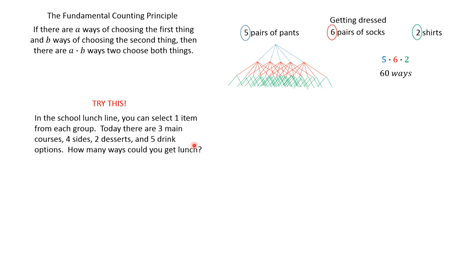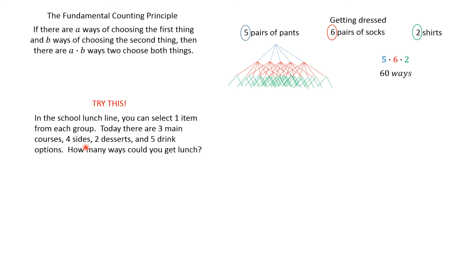So, let's say you're getting school lunch. Take your life in your own hands, and you can select one item from each type. So there's 3 main courses. For lunch we have pizza, we have Spartan burger, not entirely sure what that is, and we have chicken strips. And there's 4 sides.